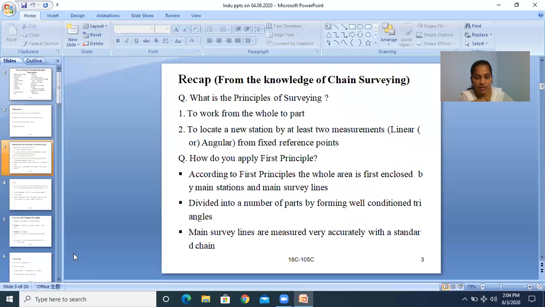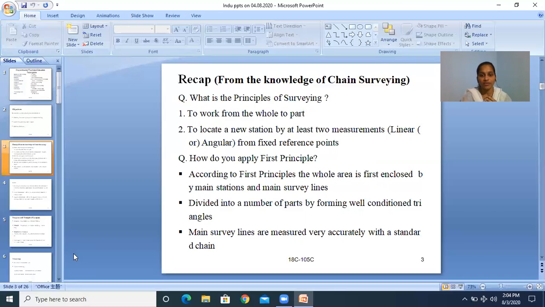Before that, I can briefly recap the topics we covered in chain surveying. What are the fundamental principles of surveying? We discussed them in the first topic. Work from whole to part, and locate a new station by at least two measurements. Those two measurements may be either both linear, or one linear and one angular, or two angulars from a fixed reference point. That is the second principle.